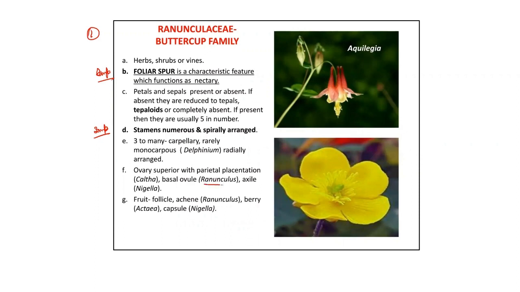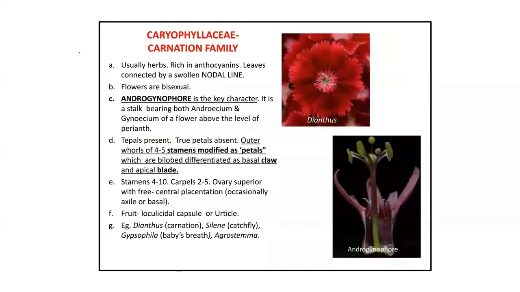Like Ranunculus is a type genus of Ranunculaceae. Then Nigella, Caltha. Then you should be knowing about the names of the different specimens that are present in this family. So let us now discuss the second family, and that is Caryophyllaceae.